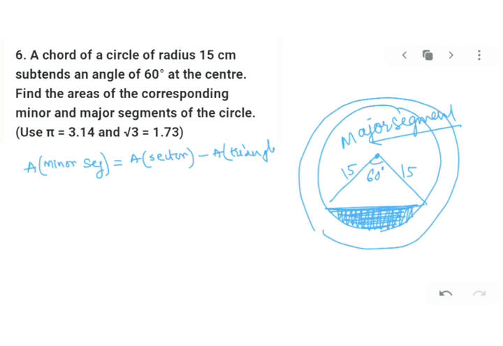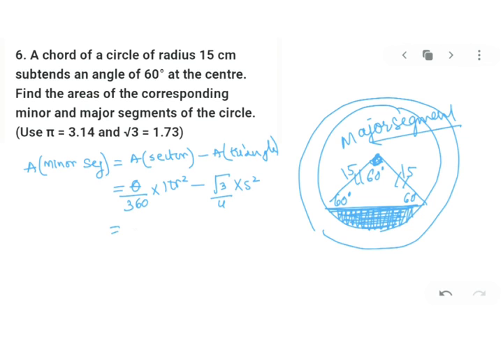So what is area of sector? Theta upon 360 into pi r square. What is area of triangle? Because again the central angle is 60, these both sides are equal, being the radius of same circle. This also will be 60 and 60. Hence this will be an equilateral triangle. And the area formula is root 3 upon 4 side square.